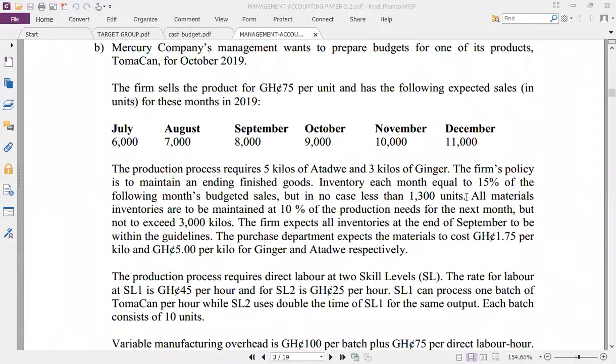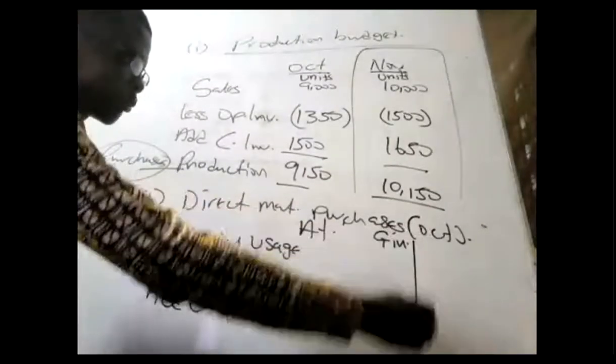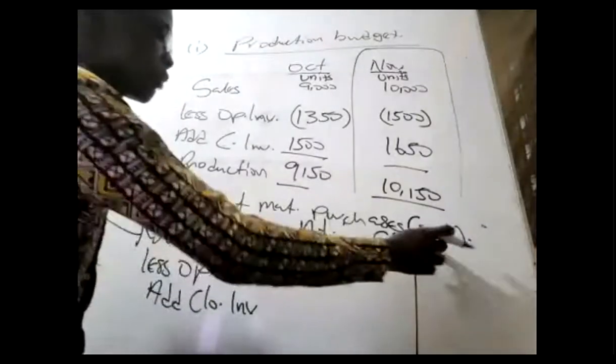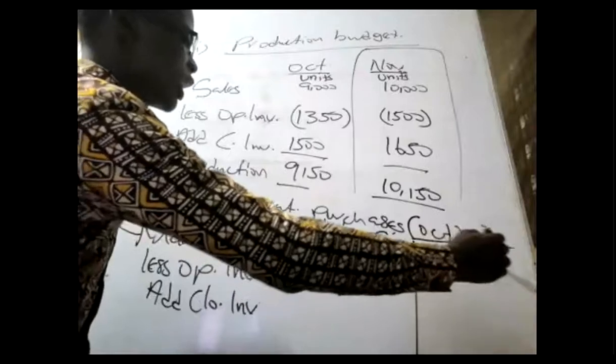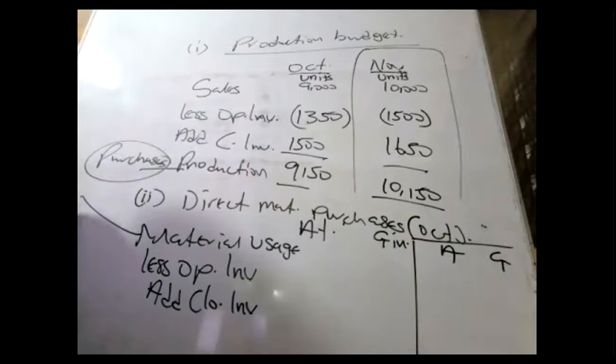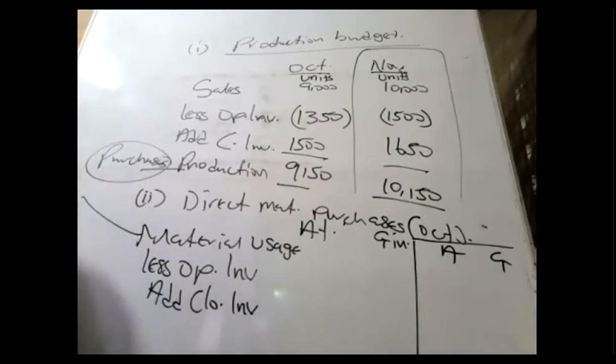Let's concentrate on the material here. It's all materials, both atadi and ginger. We maintain 10% of the production needs for the next month. What's the production need? Production need simply means material usage for the next month. So 10% of it for the next month. I need to add the next month. I'm adding the month of November. This is October, this is November. Then add November here: atadi and ginger. That one is for November because I need to find 10% of it and bring it forward. Let's go.